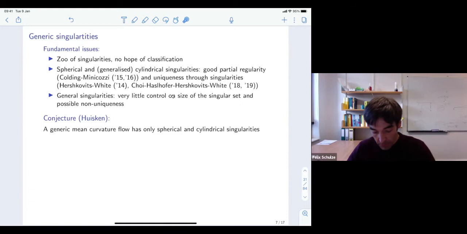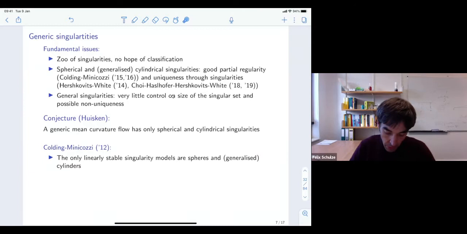Now, there was groundbreaking work of Colding and Minicozzi, which showed, and I'll explain this later, that in a precise sense, the only linearly stable singularity models are spheres and cylinders. So if you in the right sense ask for linear stability of the singularity model, then you only get spheres and cylinders. So what is the idea? All these self-shrinkers have some natural instabilities which come just from translation and scaling. You can always show translation creates an instability and scaling creates an instability. If you mod out by these instabilities and ask which models are still stable, for example, for this Gaussian area functional, after modding out by these natural instabilities, the only stable models are spheres and cylinders. That's the statement in a nutshell.